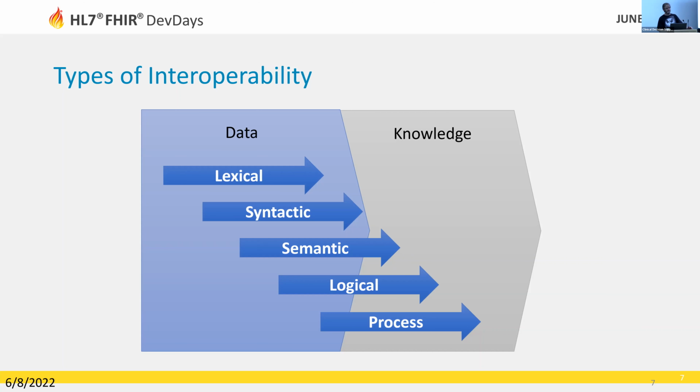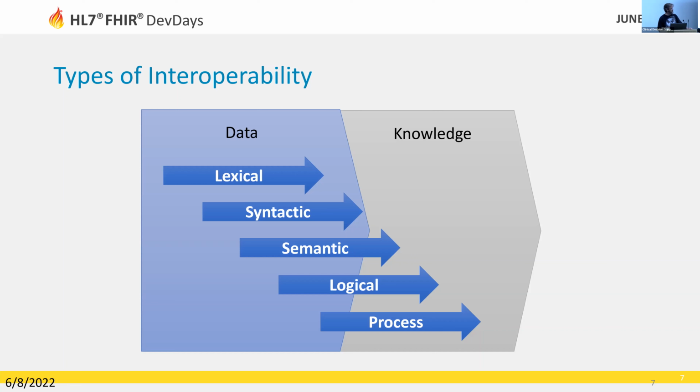Semantic then builds on that to say, okay, when we have an element in that structure on both sides of that exchange, both systems understand that code means the same thing to both systems. And that semantic interoperability starts bridging into knowledge, where we're starting to actually share knowledge, like what a data element is versus just the data that's involved.